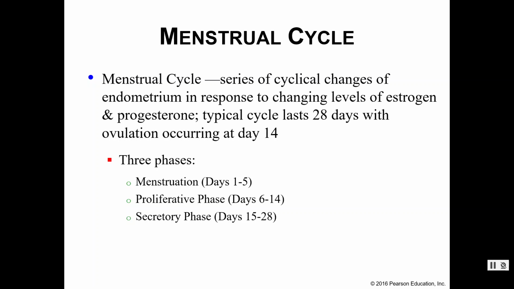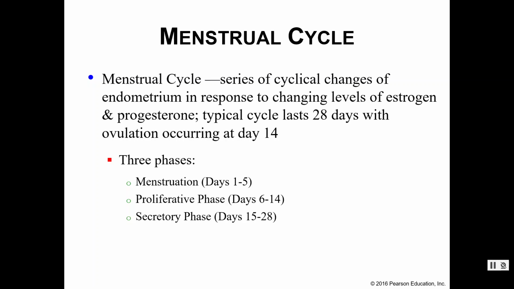So the menstrual cycle itself is a cyclical change experienced by the endometrium. These changes are basically in response to the changing in estrogen and progesterone levels throughout a 28-day period, which is typically how long a cycle lasts. Ovulation tends to occur right around day 14, so right in the middle. We break the cycle into 3 different phases. We've got the menstrual phase, the proliferative phase, and the secretory phase.